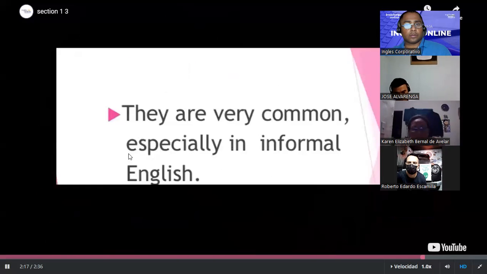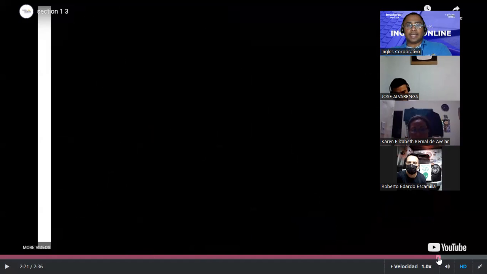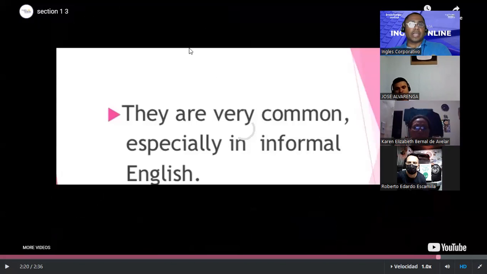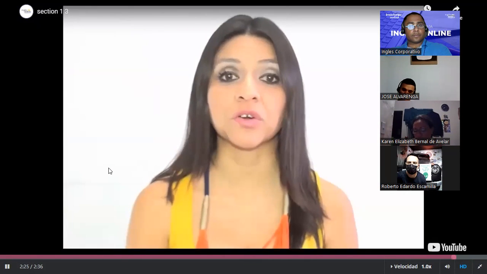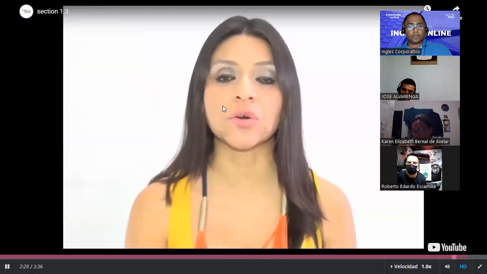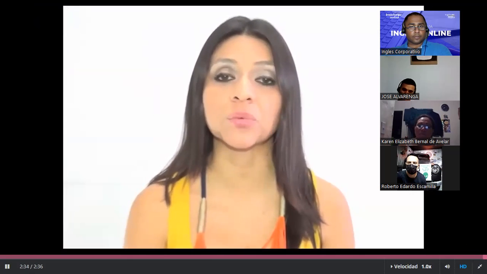Two-part verbs or phrasal verbs are very common, especially in informal English. Okay, allí dice in informal English. That means that these phrasal verbs are used in informal English. All right. Now that you have identified phrasal verbs, we want you to write some examples. Write on our discussion box one sentence using a phrasal verb with a noun and another sentence with a pronoun.